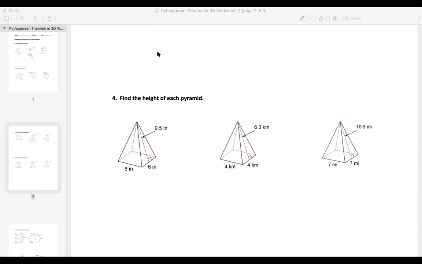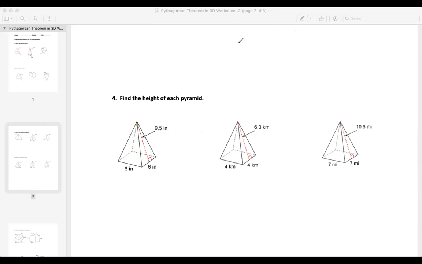So finding the height of this, question number 4, remember, that would be the perpendicular distance between the vertex and the center of the base. That would form a right triangle right there. So this would be your C value. 6 would be, remember, we got to take half of that. That would be 3. So you're solving for A here, and you can do that for these as well too.